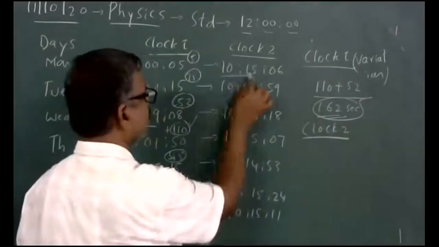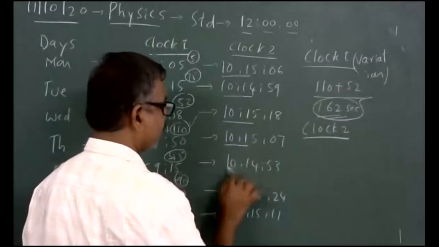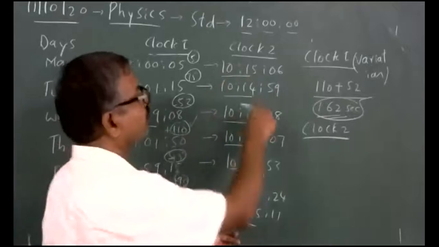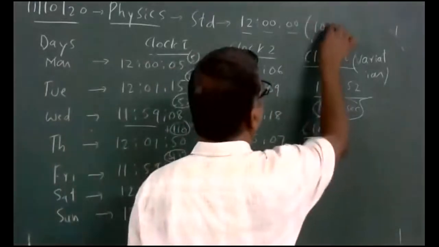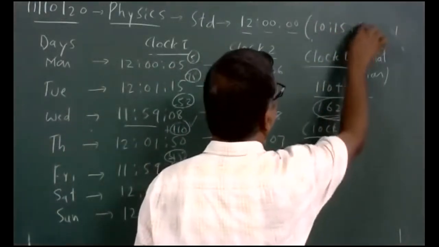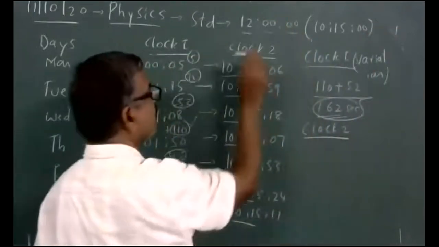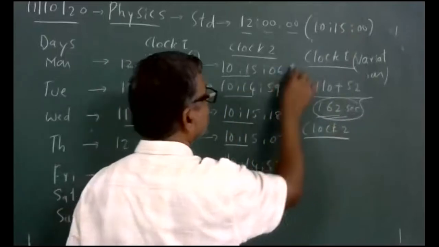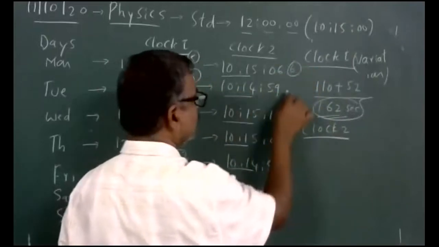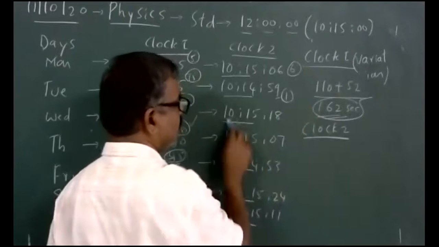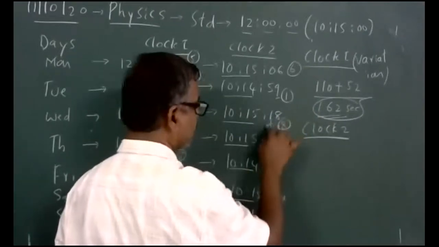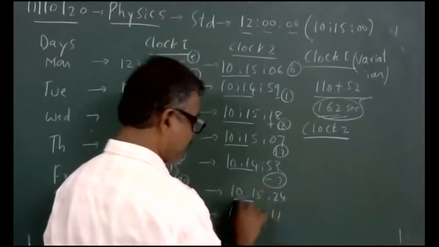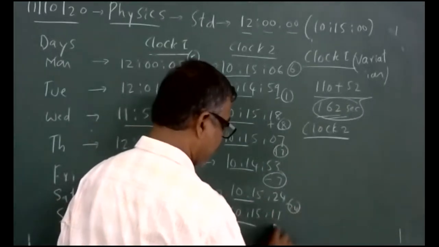its average value is 10 hours 15 minutes. Instead of showing 12 noon, it is showing 10 hours 15 minutes. If you take 10 hours 15 minutes 00 seconds as a reference marker instead of 12 noon and compare clock 2 with this standard, it is 6 seconds. Now the next is minus 1 second, then plus 18 seconds, plus 7 seconds, minus 7 seconds, then 24 seconds, then 11 seconds.